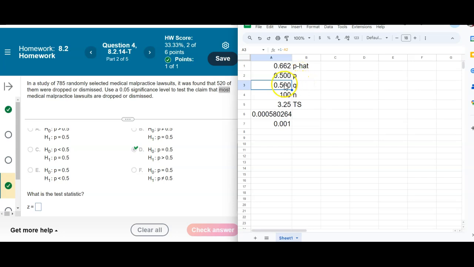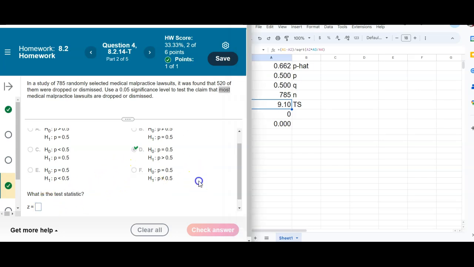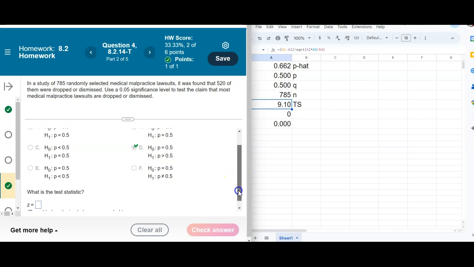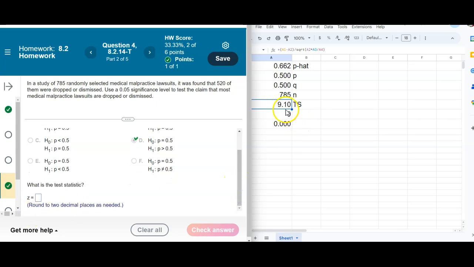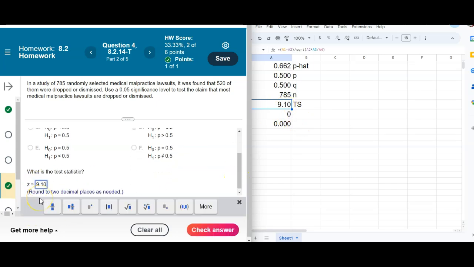Alright, q is 1 minus p. I just want you to see that it's just 1 minus what's above it. Since that's 0.5, q is also 0.5. Then n is how many were in your sample, so that's the 785 in this one. And you can see my test statistic is 9. It's a huge number. Make sure you're rounding to the number of places that they tell you to: 9.10. That's my test statistic.